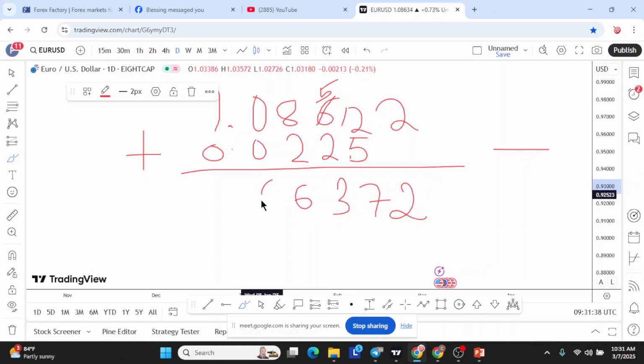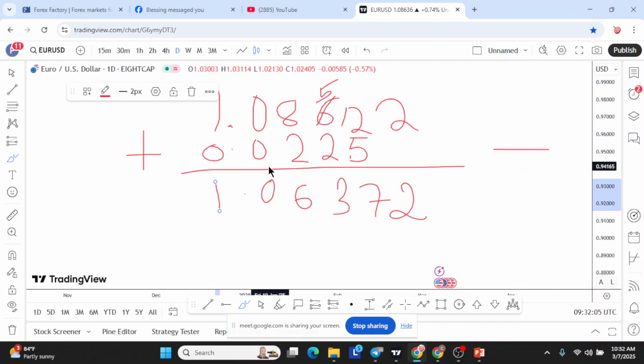0 minus 0, we still have 0. 1 minus 0, we still have 1. So if the value should drop down by 225 pips, the current exchange rate is going to be 1.06372. So this is how you calculate pips when it comes to currency pairing.